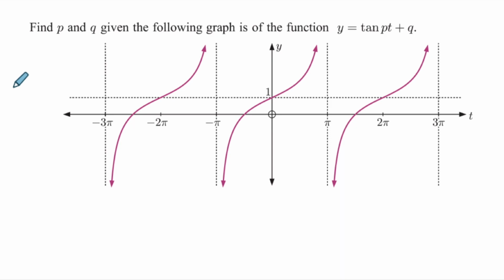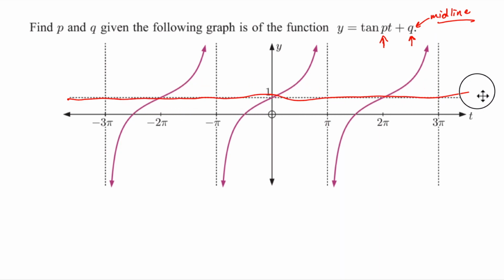And let me just give you a quick example of a problem you might get. So here we have P and Q. We got to find those two. We know that's the midline. Well, look, I have a midline right here, and it goes through y equals 1. So I'm going to say, okay, so far I have y equals tangent, don't know P yet, plus 1, because it went up 1. Now let's look at this. Remember, here, this represents the number of cycles we have.